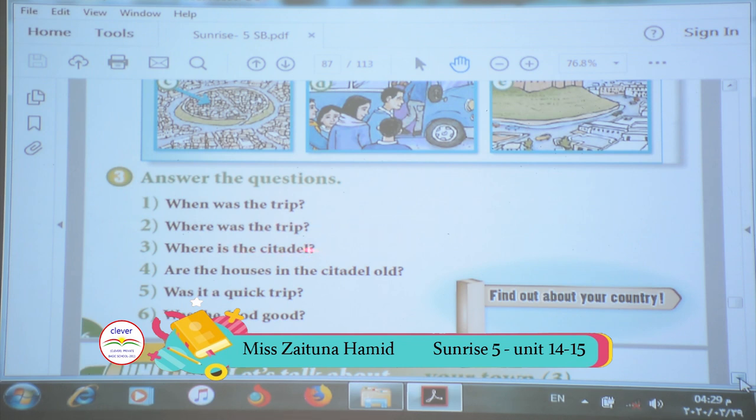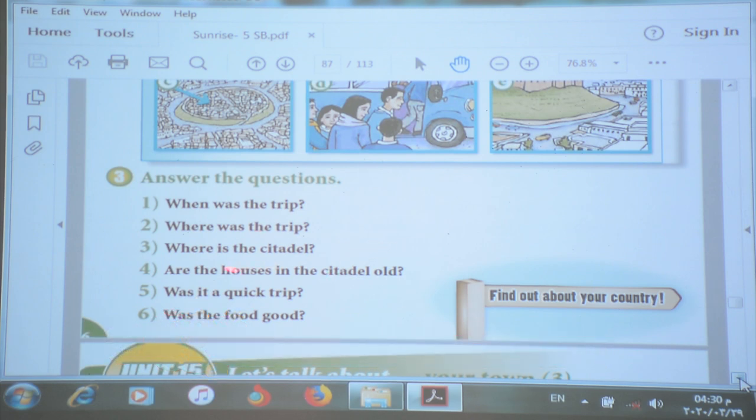And where is the citadel? The citadel is on the hill. Are the houses in the citadel old? Yes, they are. Was it a quick trip? No, it wasn't. Was the food good? Yes, it was.